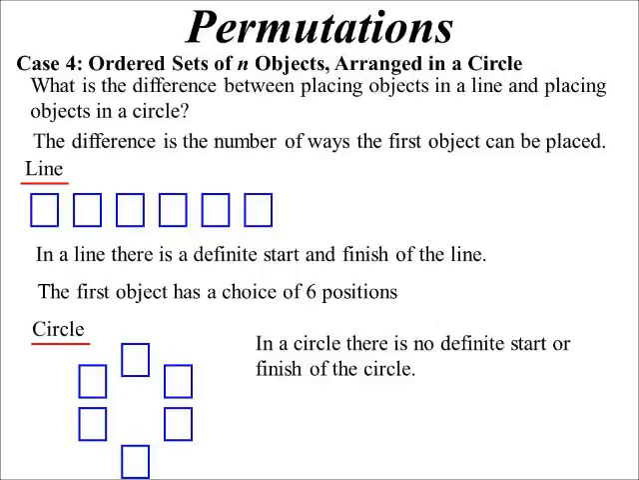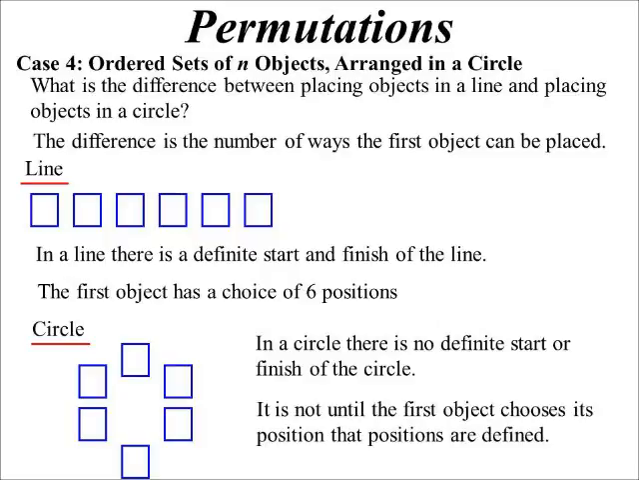And you might say, oh, no, but there's 6 different positions. But I can rotate the circle. So it doesn't matter where you put it, I can always move it to whatever position I like. Right? So there is no definite start. However, once you place the object in the circle, all the other spots can now be defined. You can say, oh, well, I'm 2 away, or 3 away, or 4 away.